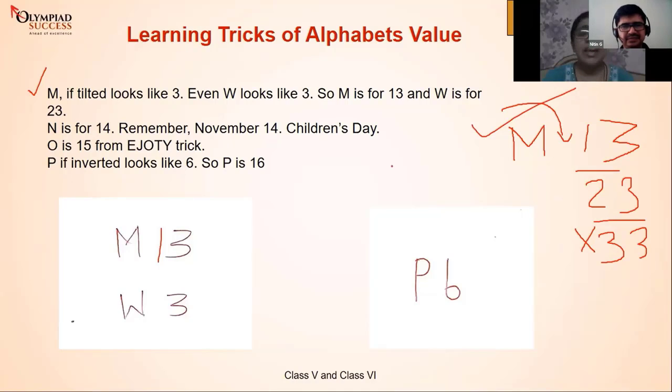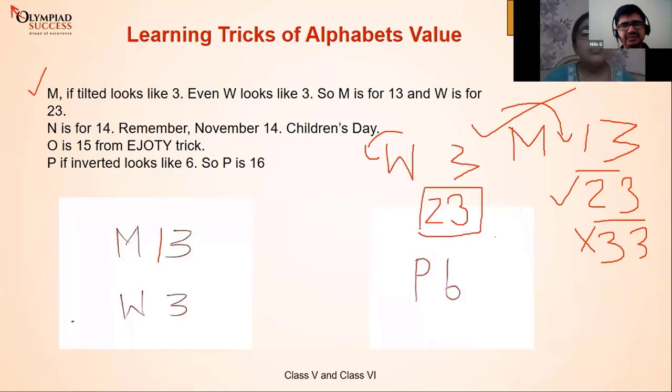Now just like M, we also have W, right? And if I rotate this W, I'll still get a 3. And as you know, C has already occupied 3 and M has already occupied 13. So the only place value left which ends with a 3 is 23. And because W is near Z also, W will have the place value of 23. So that's how we can remember the place values of M and W easily.